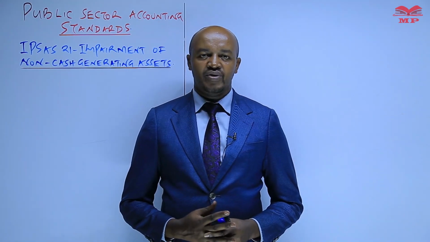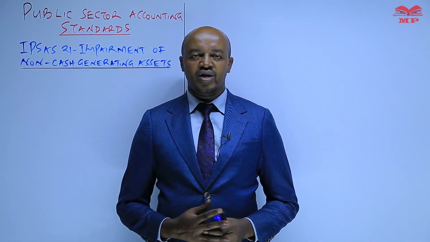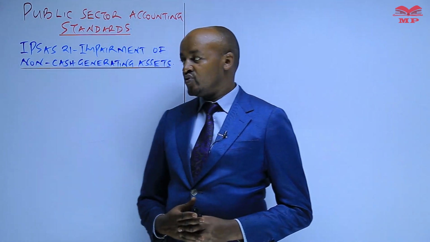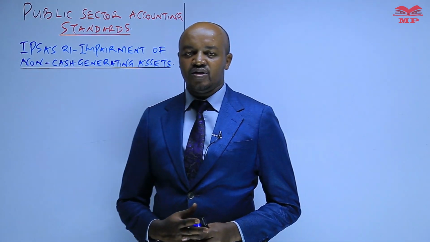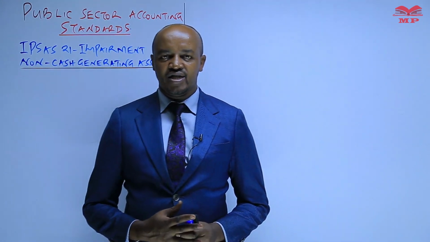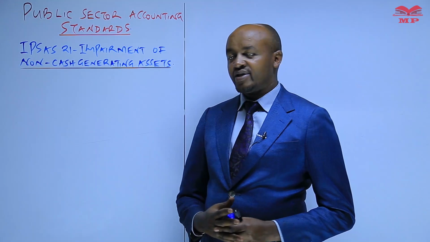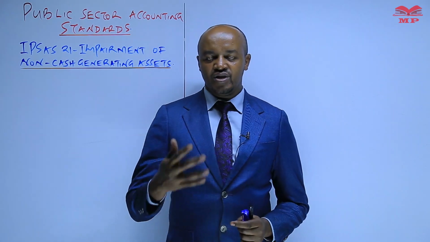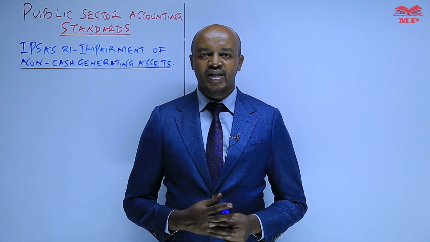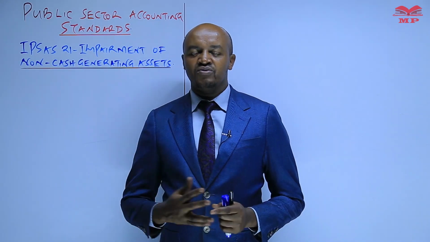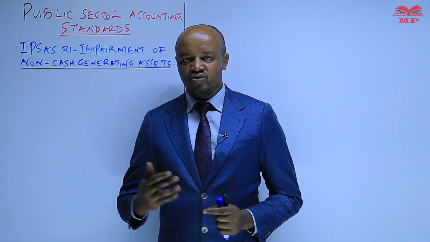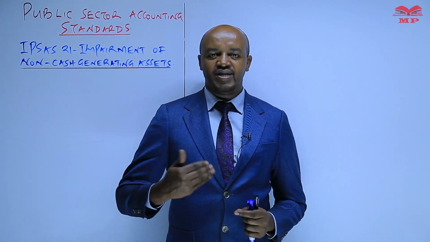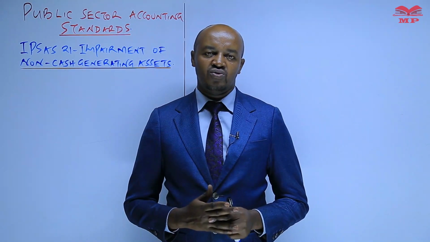So we are still soldiering on with the syllabus coverage, and in this particular session I want us to look at subtopic 3 of topic number 5, which has to do with the determination of impairment loss for what we refer to as non-cash generating assets in accordance with IPSAS 21. This standard, the International Public Sector Accounting Standard number 21, requires public sector entities to do an impairment review at the end of the year if there is some indication, or some evidence, showing that a non-cash generating asset owned by such an entity could be impaired.